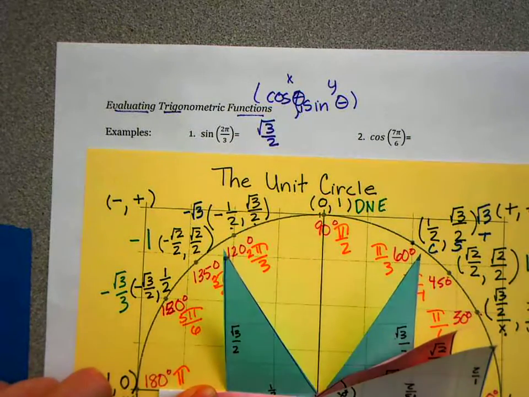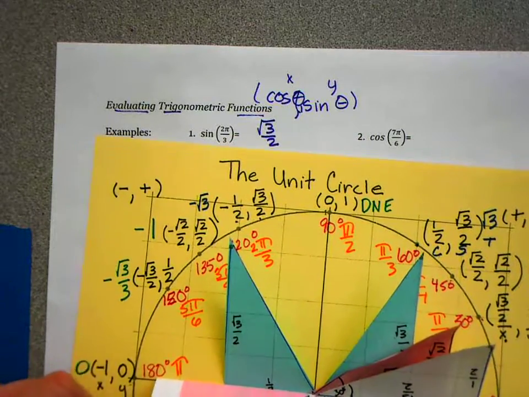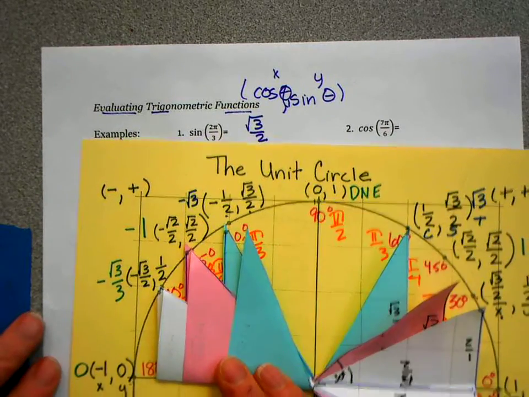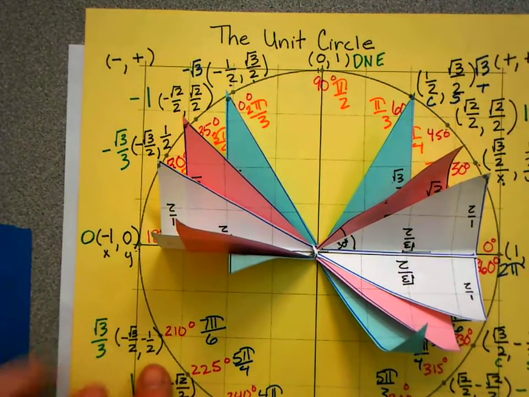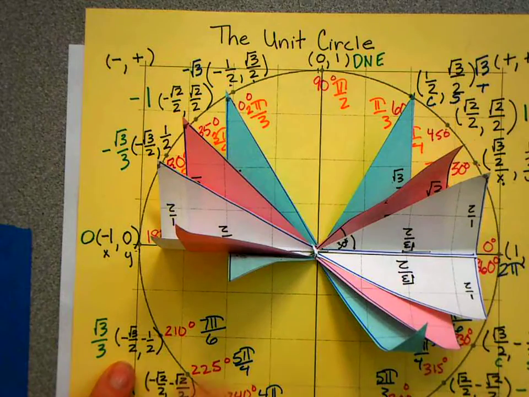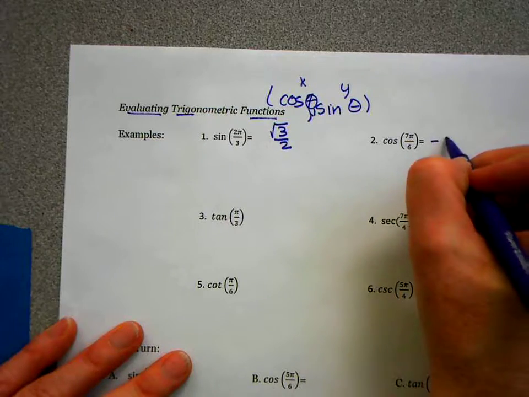So I go to 7 pi over 6, which is in the third quadrant. Let me move this up. And it asks me for the cosine, so I look at the cosine value. This is the sine value. This is my tangent value. My tangents I really have to just memorize. But the cosine is negative radical 3 over 2.